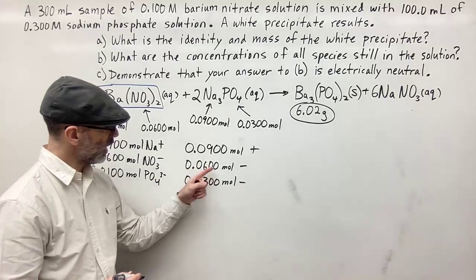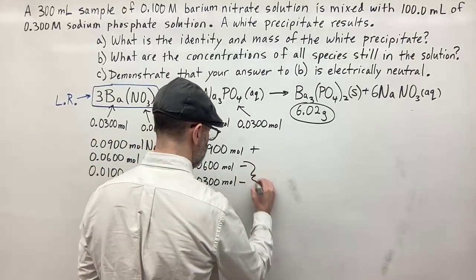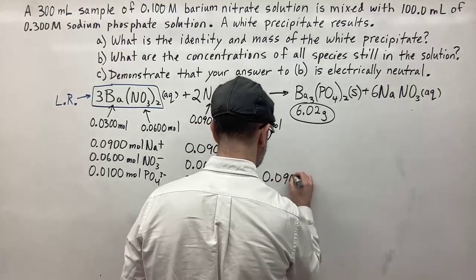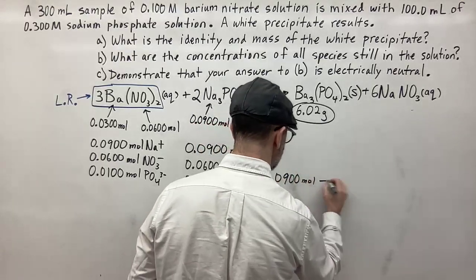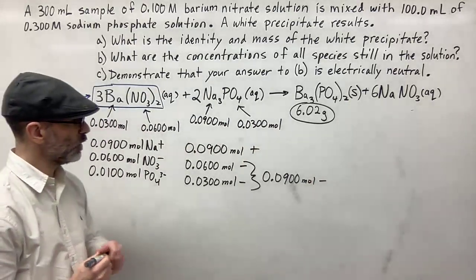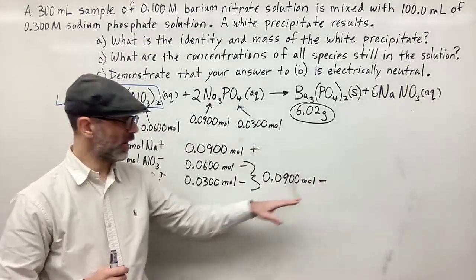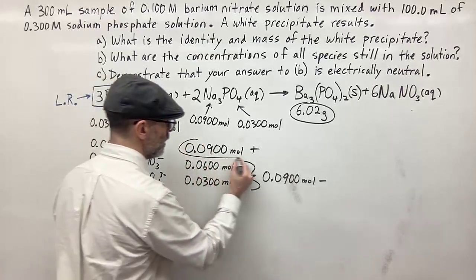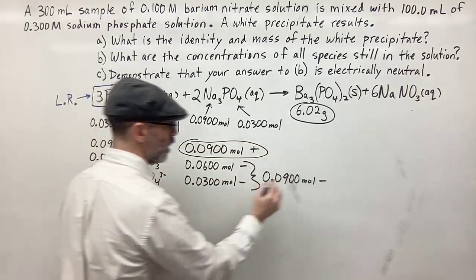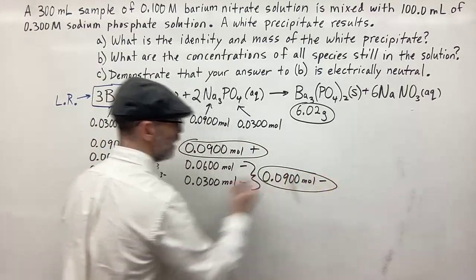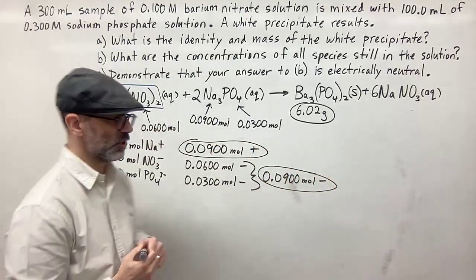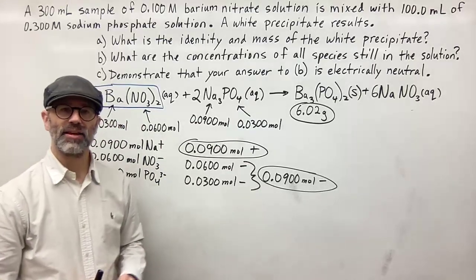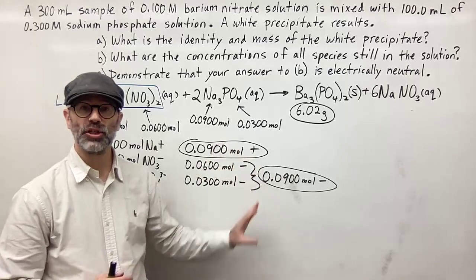Since these are both negative, we can add those together. And add those together, we get 0.0900 moles of negative charge from our ions. And so we can see here that this amount of positive charge is equal to this amount of negative charge. So that is the answer. That's how you can show that this is electrically neutral.